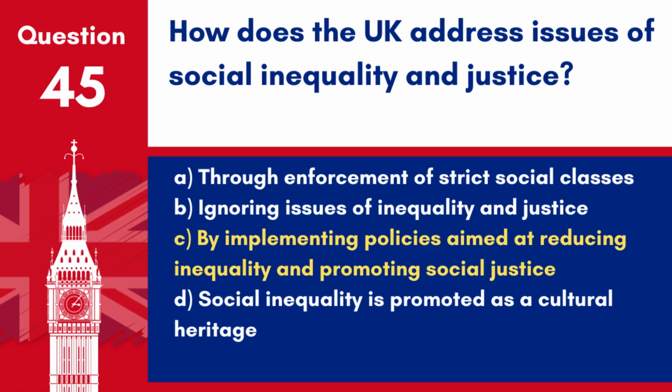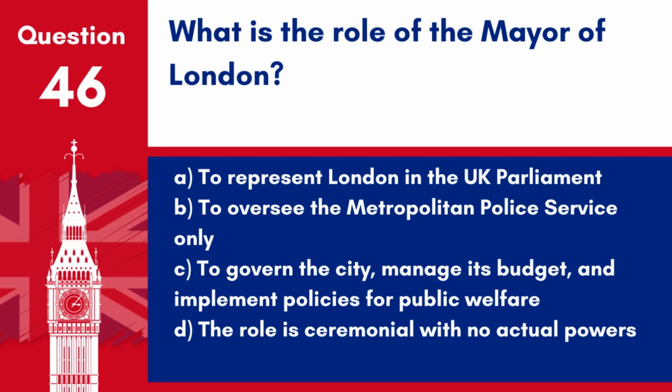Answer: C. By implementing policies aimed at reducing inequality and promoting social justice. The UK actively addresses social inequalities through various governmental policies and initiatives aimed at ensuring fairness and justice in society. Question 46. What is the role of the Mayor of London? A. To represent London in the UK Parliament. B. To oversee the Metropolitan Police Service only. C. To govern the city, manage its budget, and implement policies for public welfare. D. The role is ceremonial with no actual powers.